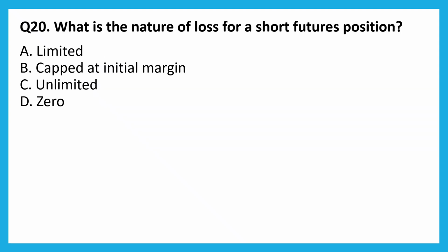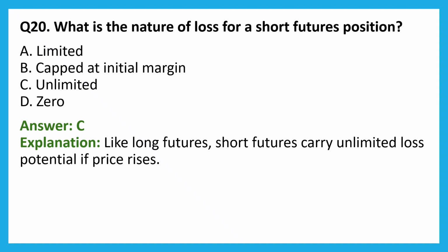Next question. What is the nature of loss for a short futures position? Option A, limited; option B, capped at initial margin; option C, unlimited; and option D, 0. Correct answer is option C, unlimited. Like long futures, short futures carry unlimited loss potential if price rises.